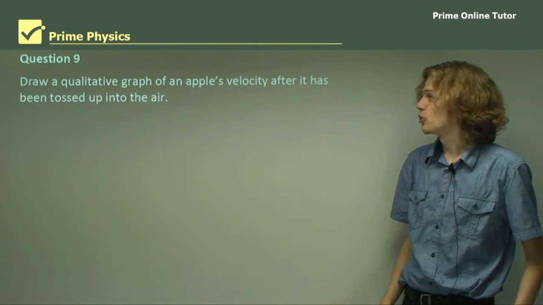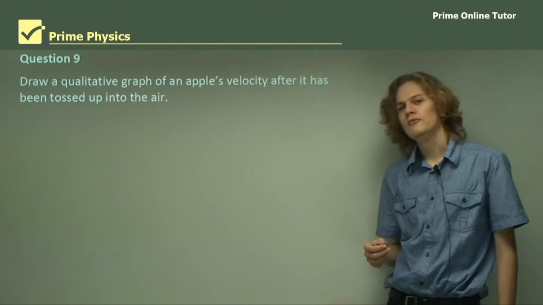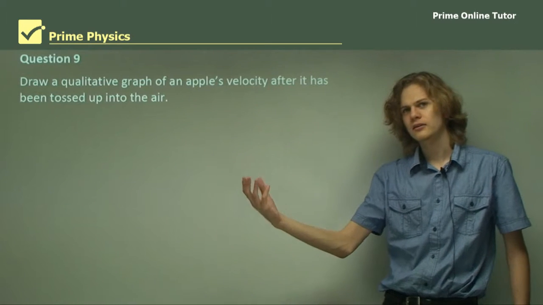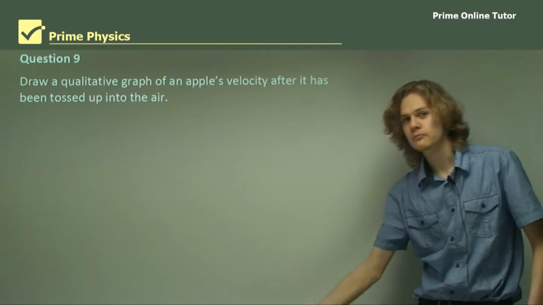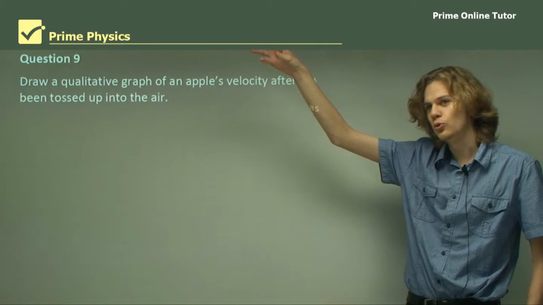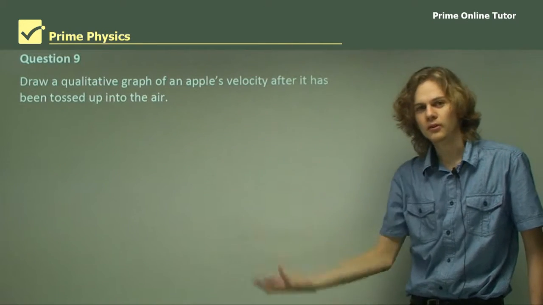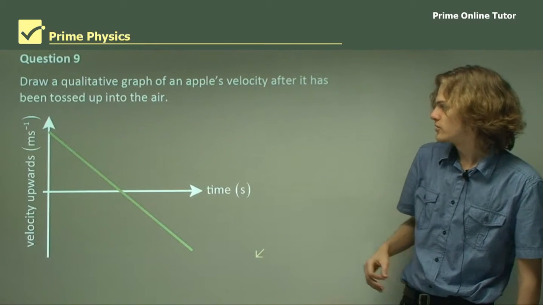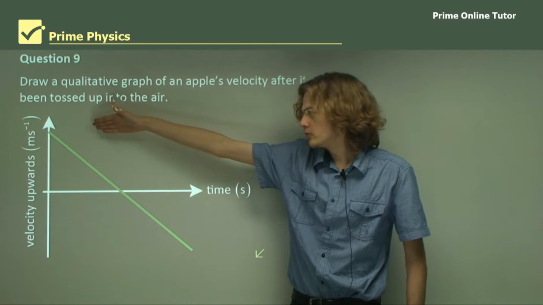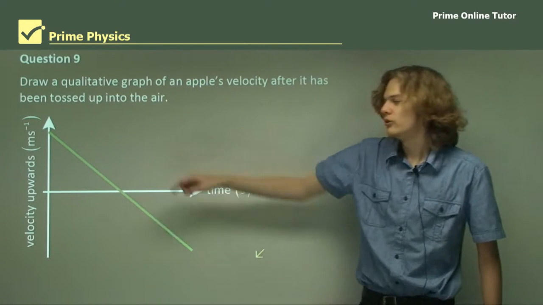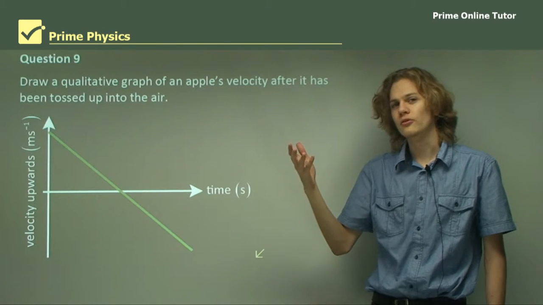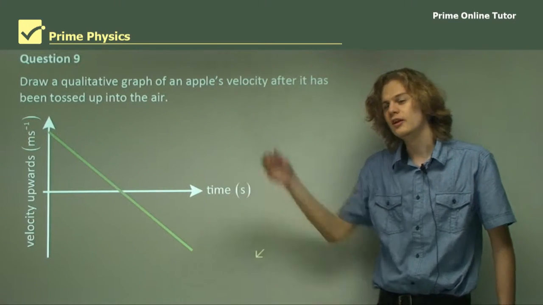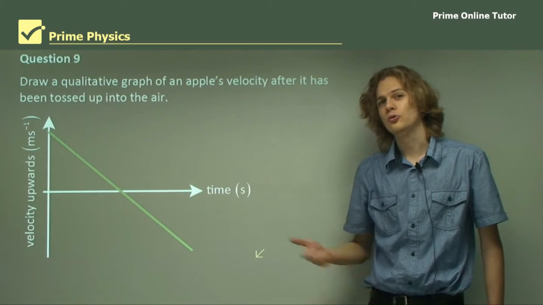Question 9. Draw a qualitative graph of an apple's velocity after it has been tossed up into the air. Well, let's think about this. As soon as the apple leaves our hand, it'll be moving quite fast upwards, but then it'll slowly get slower and slower and sort of stop for a moment, and then fall back down until we catch it. And so, on a graph, it would look something like this. We start off with a fairly large velocity upwards, which gets smaller and smaller as the gravity acting on the apple slows it down. Eventually, the apple stops moving upwards and starts moving downwards instead, and it gets faster and faster as it falls toward the ground or toward our hand.